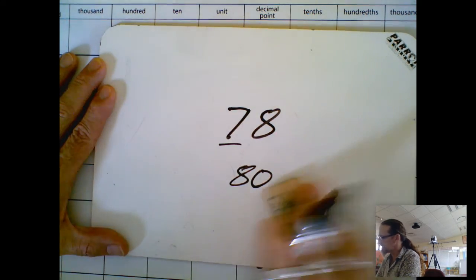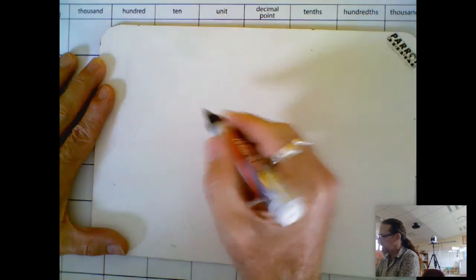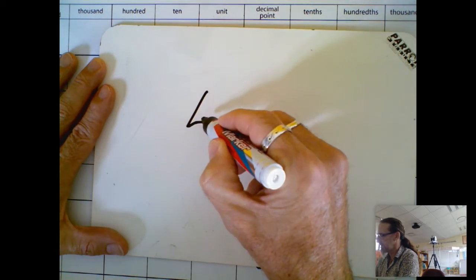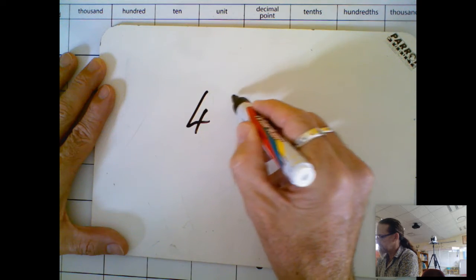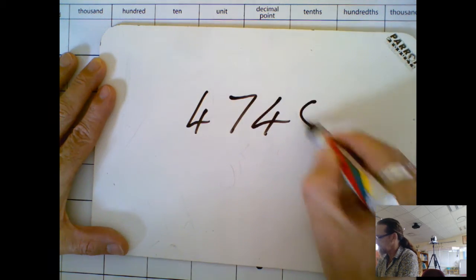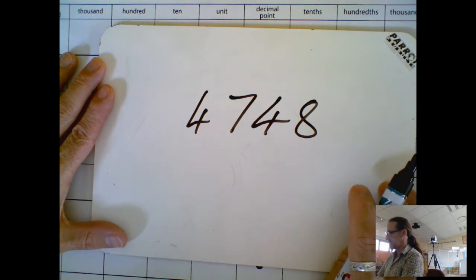Okay, and we use the same principle for any larger number than that. So let's just think of a huge number. Let's go 4,748. Totally random, coming out of my head. I've got no idea what's coming out.